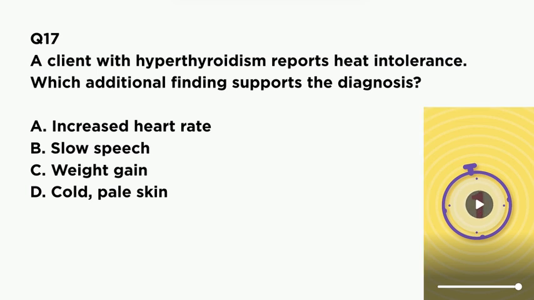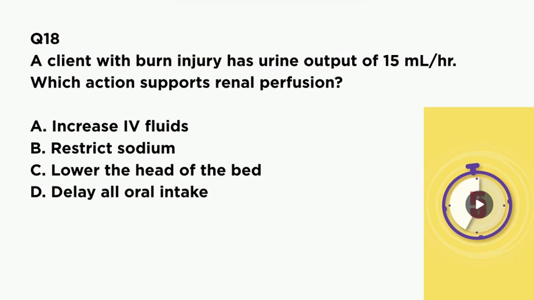So let's go to question. The next question is 18. Okay. A client with burn injury has urine output of 15 ml per hour. Which action supports renal perfusion?